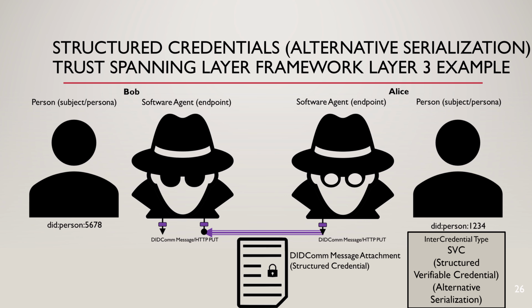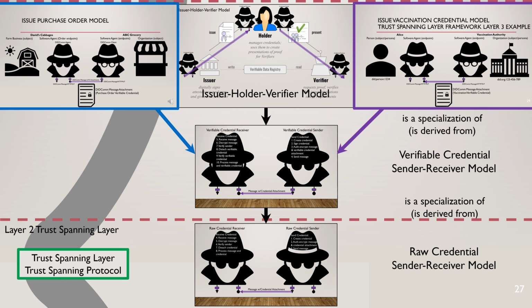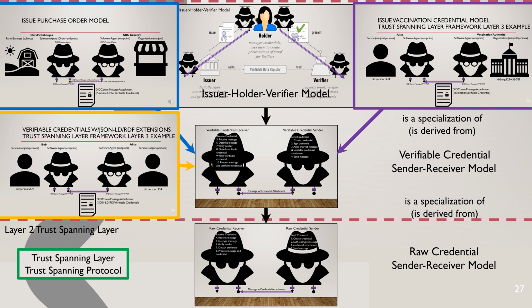Structured credentials. Just think of structured credentials as an alternative serialization, an alternative shape for the credential. And so it has a blood type of SVC for structured verifiable credential. And if Alice wants to send those to Bob, it's the same sender-receiver model. It's the sender-receiver model as a verifiable credential. So let's add these into our hierarchy. Well, the verifiable credential with JSON-LD RDF extensions is, again, just a specialization or derivation of the verifiable credential sender-receiver model.